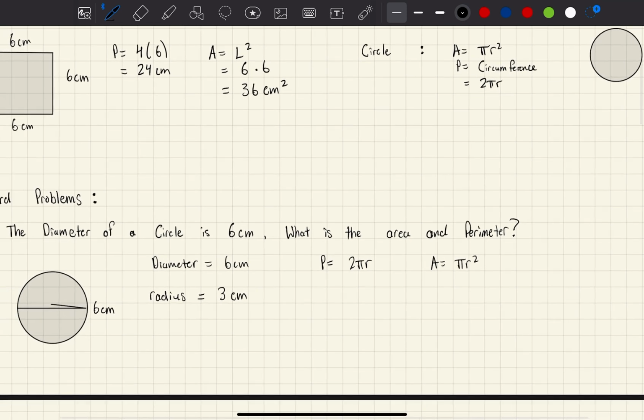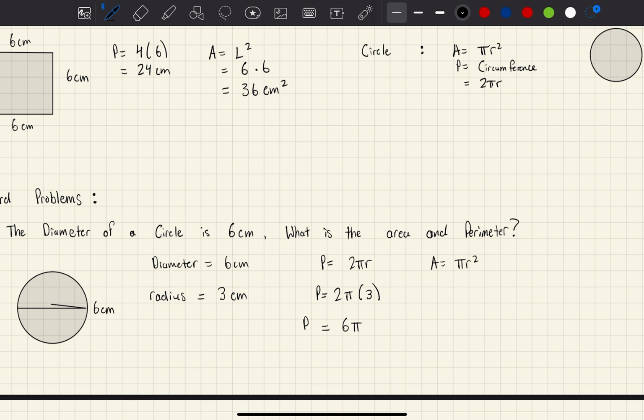So our first step could be solving for the perimeter. So perimeter is equal to 2 pi. We can sub in for the radius 3. Simplifying that, we can write 6 pi. So our perimeter is going to be equal to 6 pi.